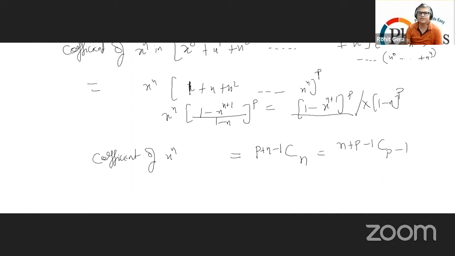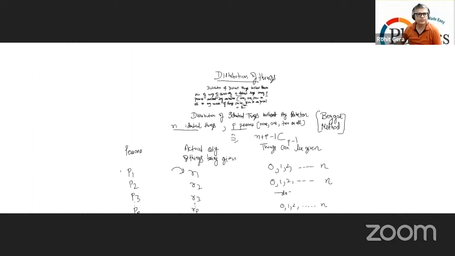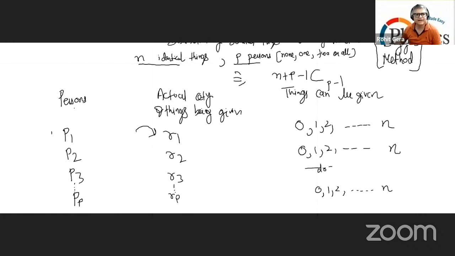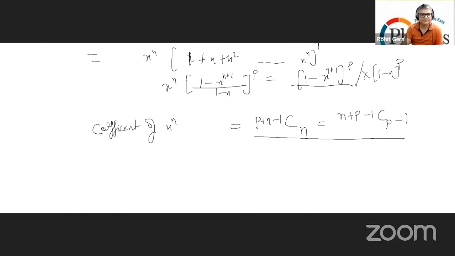But broadly, if there are identical things, then the formula changes. If these are not identical, then the rule is p raised to power n, the number of people raised to power the number of things which are available. If they're identical, then use this formula. Two formulas: one is p plus n minus 1 choose n, and n plus p minus 1 choose p minus 1. It is the same thing, since nCr is equal to nC(n minus r). That also comes from the binomial.